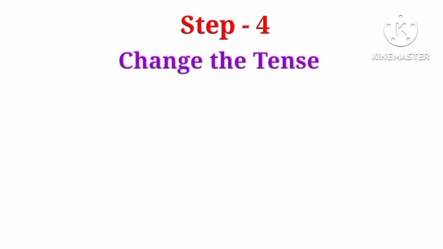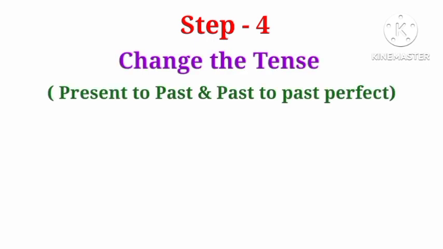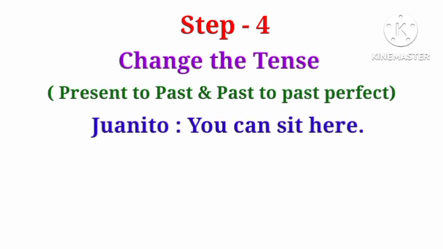Fourth step, change the tense of the verb. Present tense to past tense, and if past tense is already given, make it past perfect or keep past as it is. You need to have a little judgment when you do this. In this sentence, can sit is the verb. So here we need to change only can into could, not sit into sat.